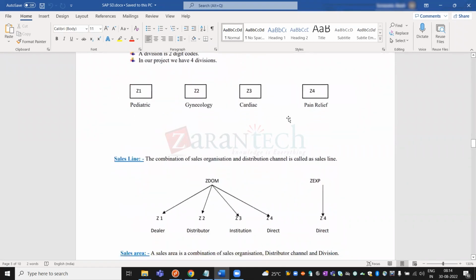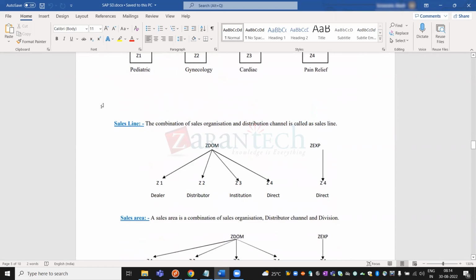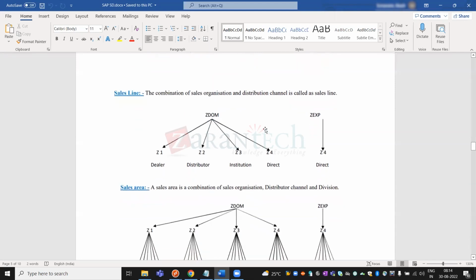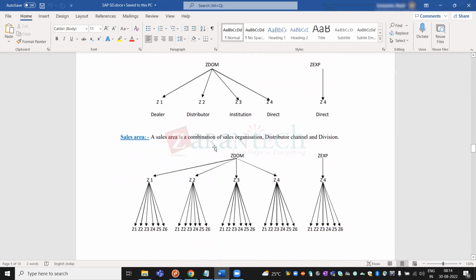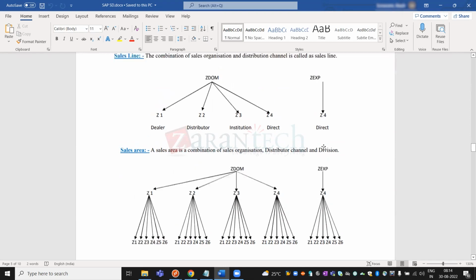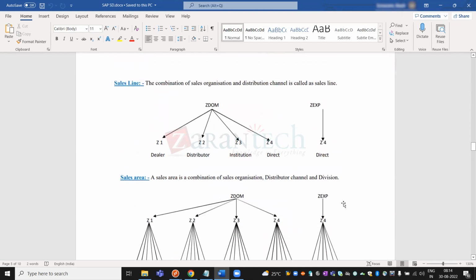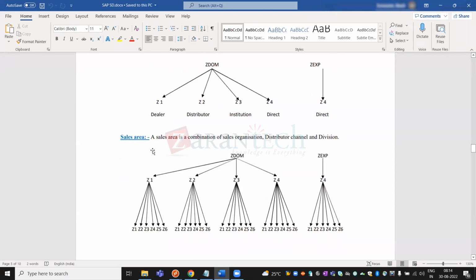Then it's important: sales line. Mostly the question will be asked about sales line. It is basically the combination of sales organization and distribution channel. And sales area is the combination of three: sales organization, distribution channel, and division. Here division is not present, but in sales area division is present. While creating an order, the system asks for sales area, so in the order we need to maintain the sales area.